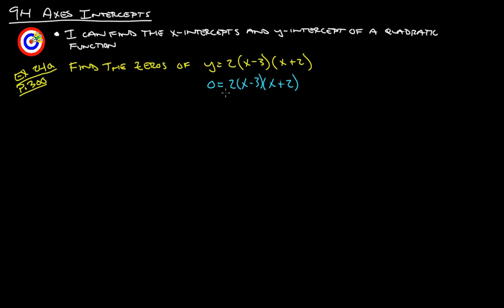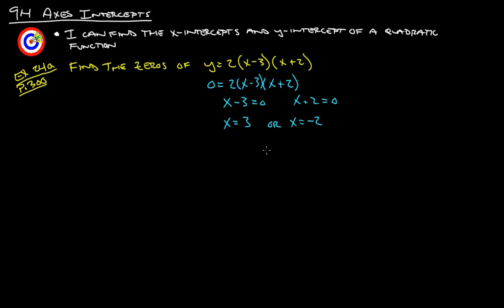Now again, for anything to multiply together to get 0, one of the terms has to be 0. So what you really want to figure out is when does x minus 3 equal 0, and when does x plus 2 equal 0. So that would be when x is 3, or when x is negative 2.